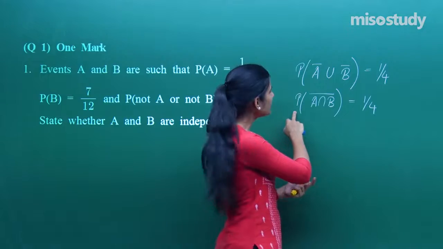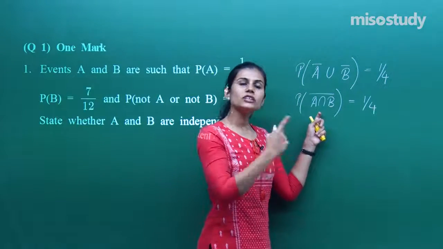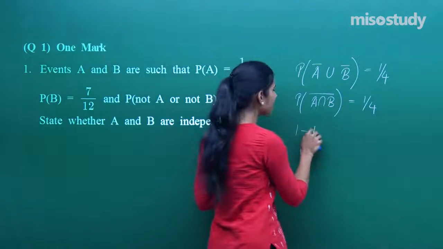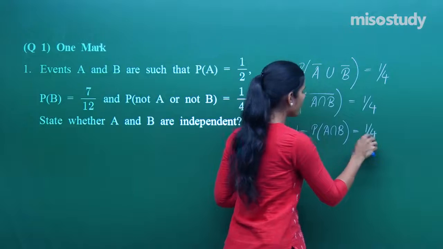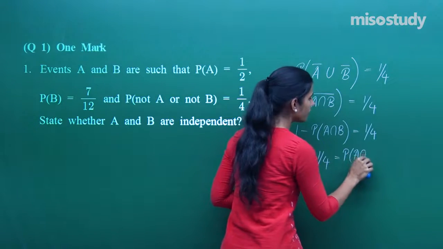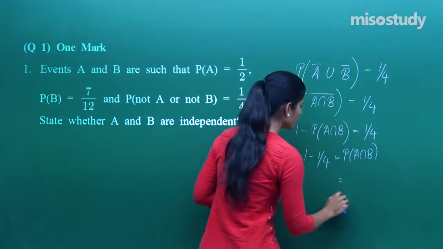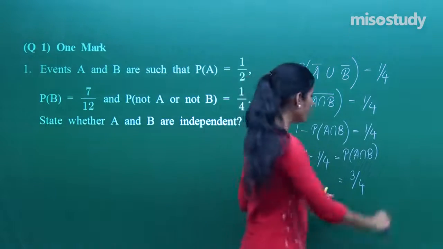What is this? This is probability of not happening of the event A intersection B. Probability of not happening of an event is 1 minus probability of happening of that event. That is 1 by 4, and therefore I get 1 minus 1 by 4 to be probability of A intersection B, which is 3 by 4. Fine. One thing we've got.